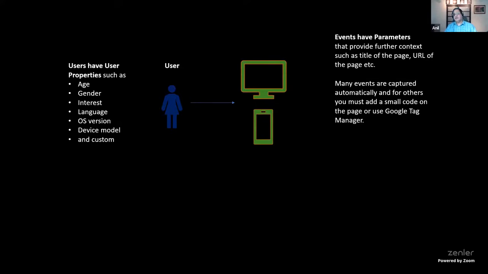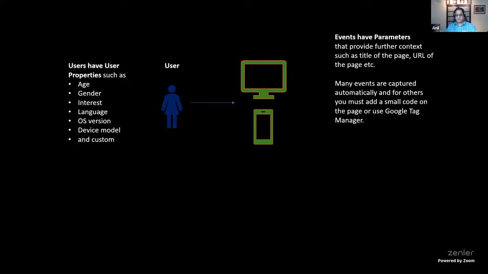And then similar to users, events have parameters, right? I mentioned that. They provide further context. So you've got users, you've got events. That's it. That's all you have to think about. How do I define this user? How do I define this event? That's pretty much the data model. Every user property that you collect, every event parameter that you collect can then be used in your reports as a dimension, as a metric.